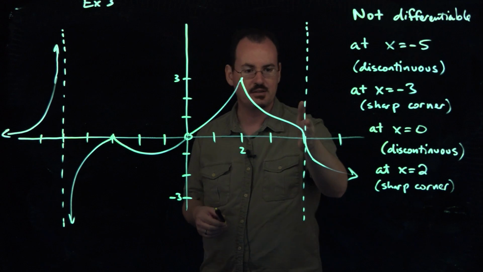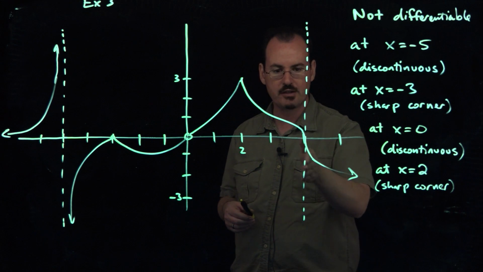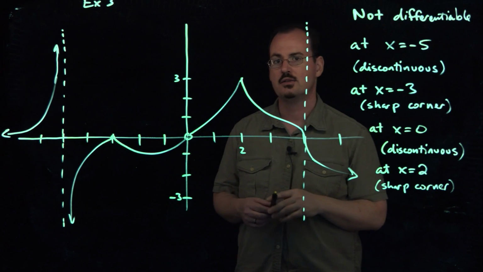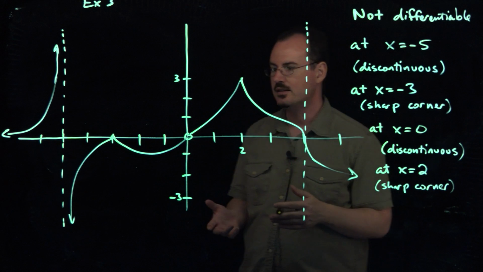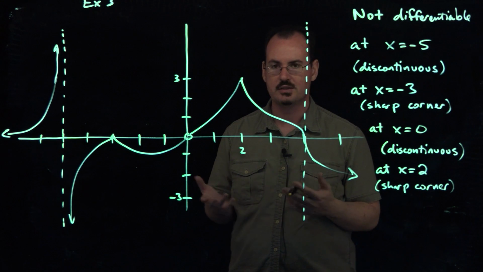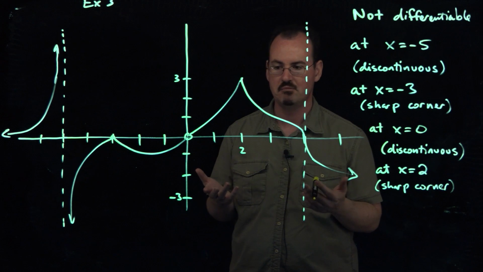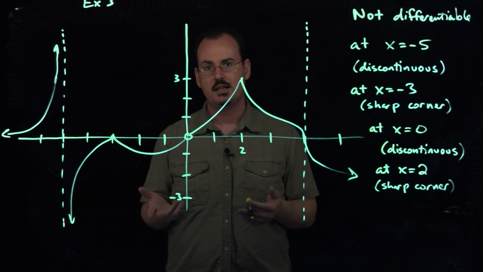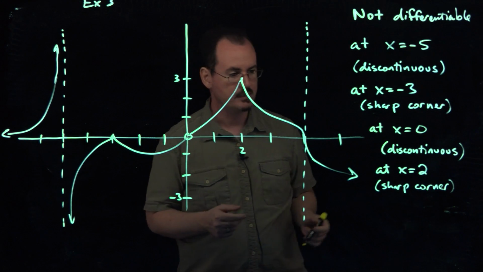And what does that mean? That means if I attempt to draw a tangent line right there, the tangent line itself would be a vertical line. And so why is that a problem? Well, remember that the derivative is the slope of the tangent line. But what's the slope of a vertical line? The slope of a vertical line is undefined. It's infinite, basically. So that's the reason. If the slope of the line is undefined, then the derivative is undefined.